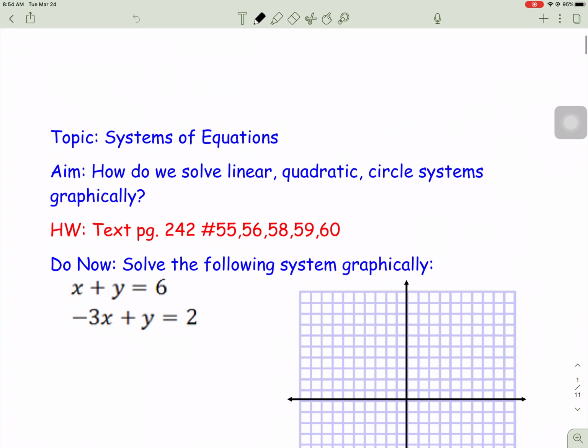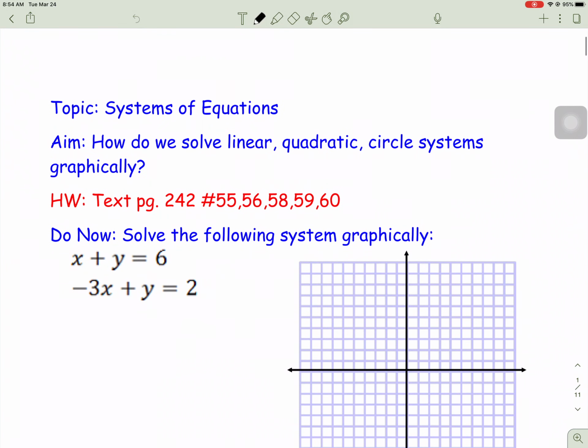Hey guys, so for today we're going to work on a lesson. I'm going to start the lesson with you guys and then you will finish the lesson and submit it on Google Classroom. It says here homework, don't worry about that. We're just going to try this out. So it says how do we solve linear, quadratic, and circle systems graphically? So today we'll do graphically.